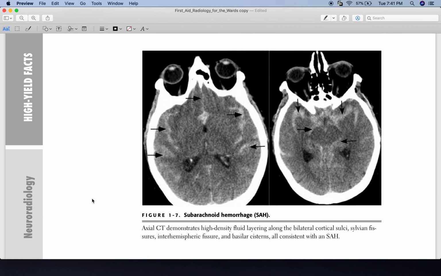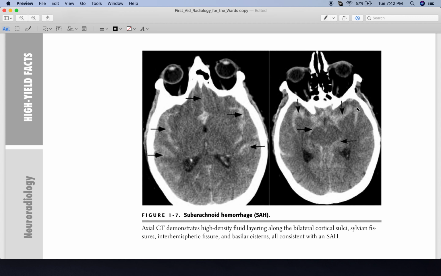The first picture on the left side shows us the hyperdense areas. The hyperdense areas, however, are located in the interhemispheric fissure right here. You can see it's hyperdense, and also it's located in the bilateral cortical sulci, this one and this one and this one and this one, obviously, as you can see. Okay, and also the basilar cisterns on the picture on the right side.